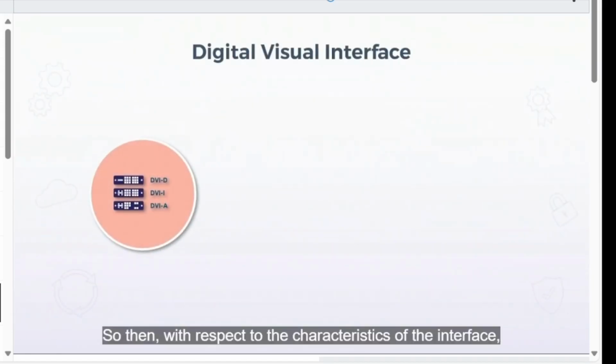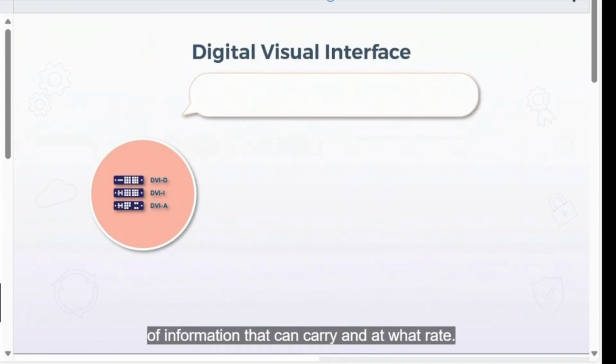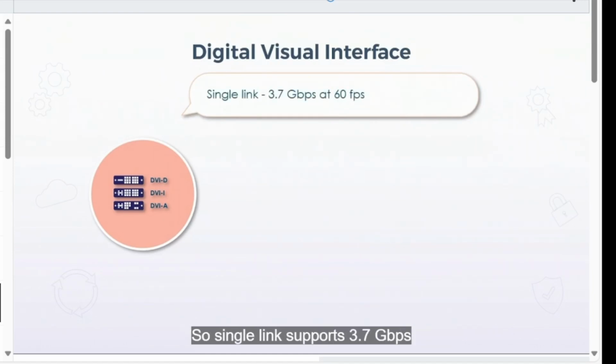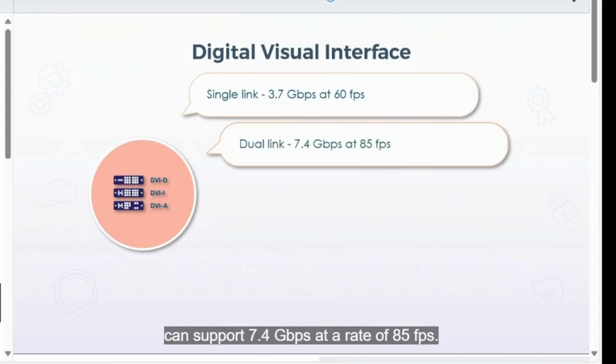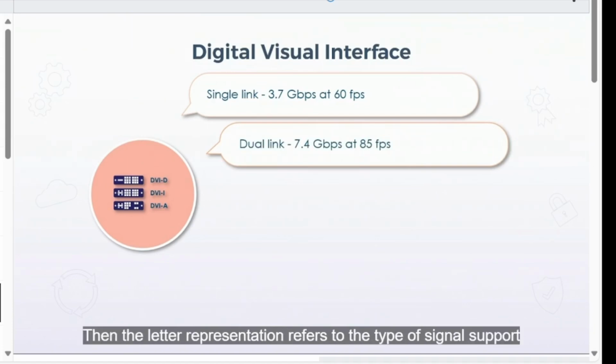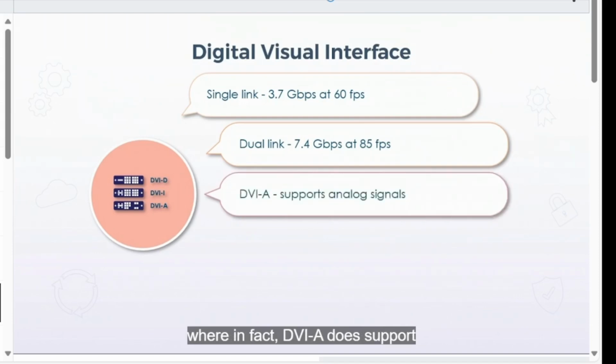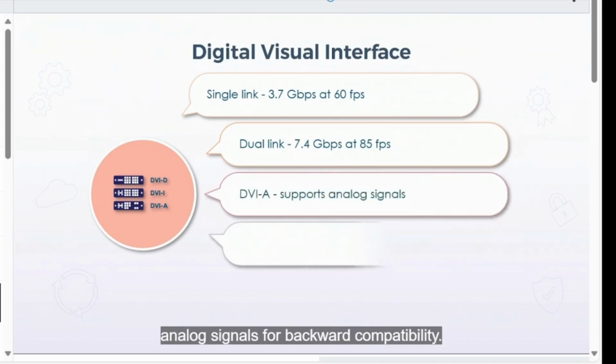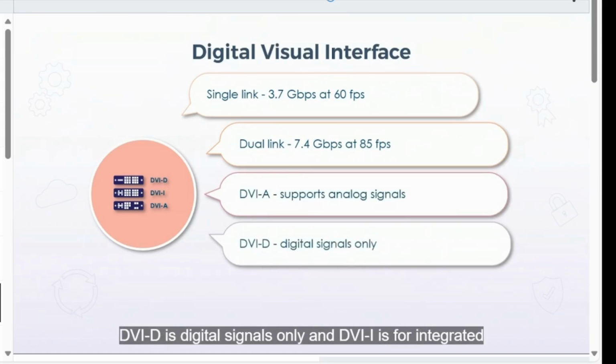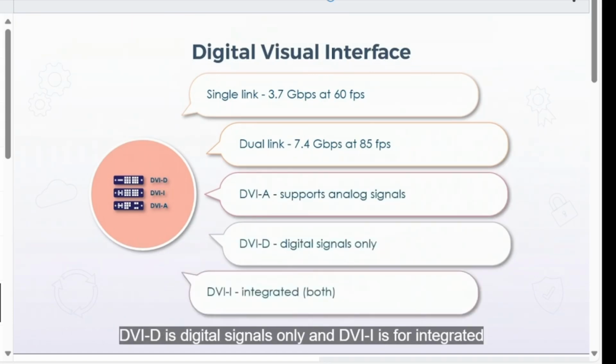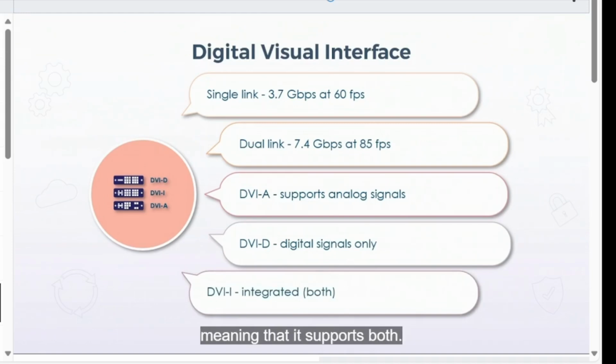So then, with respect to the characteristics of the interface, single link versus dual link comes down to the amount of information it can carry and at what rate. So single link supports 3.7 gigabits per second at a rate of 60 frames per second, whereas dual link can support 7.4 gigabits per second at a rate of 85 frames per second. Then the letter representation refers to the type of signal support, where in fact DVI-A does support analog signals for backward compatibility. DVI-D is digital signals only, and DVI-I is for integrated, meaning that it supports both.